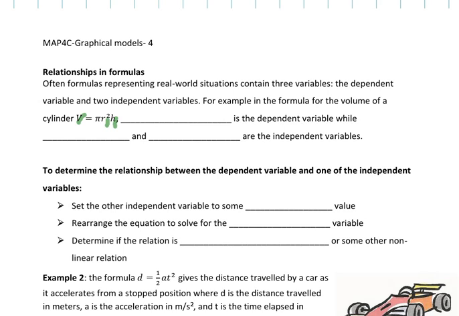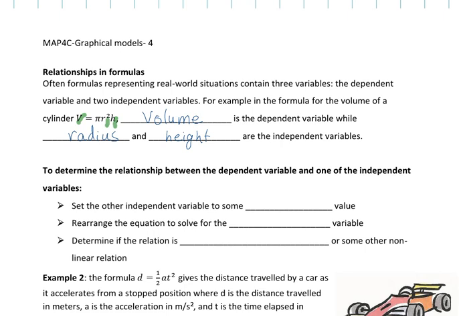Now, which one is the dependent variable, and which ones are the independent variables? V is your dependent. So the volume of your cylinder depends on what your radius is and what your height is, right? So volume is your dependent, and then the radius and the height are the independent variables.